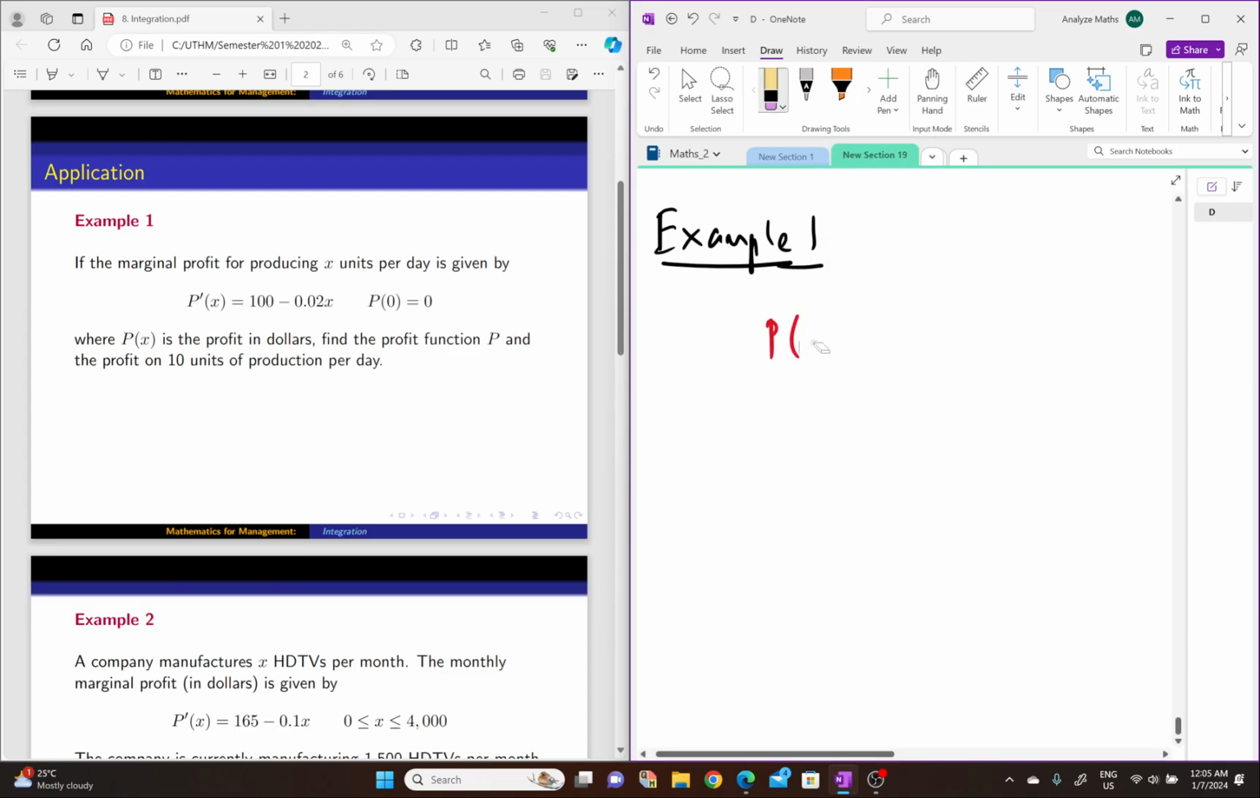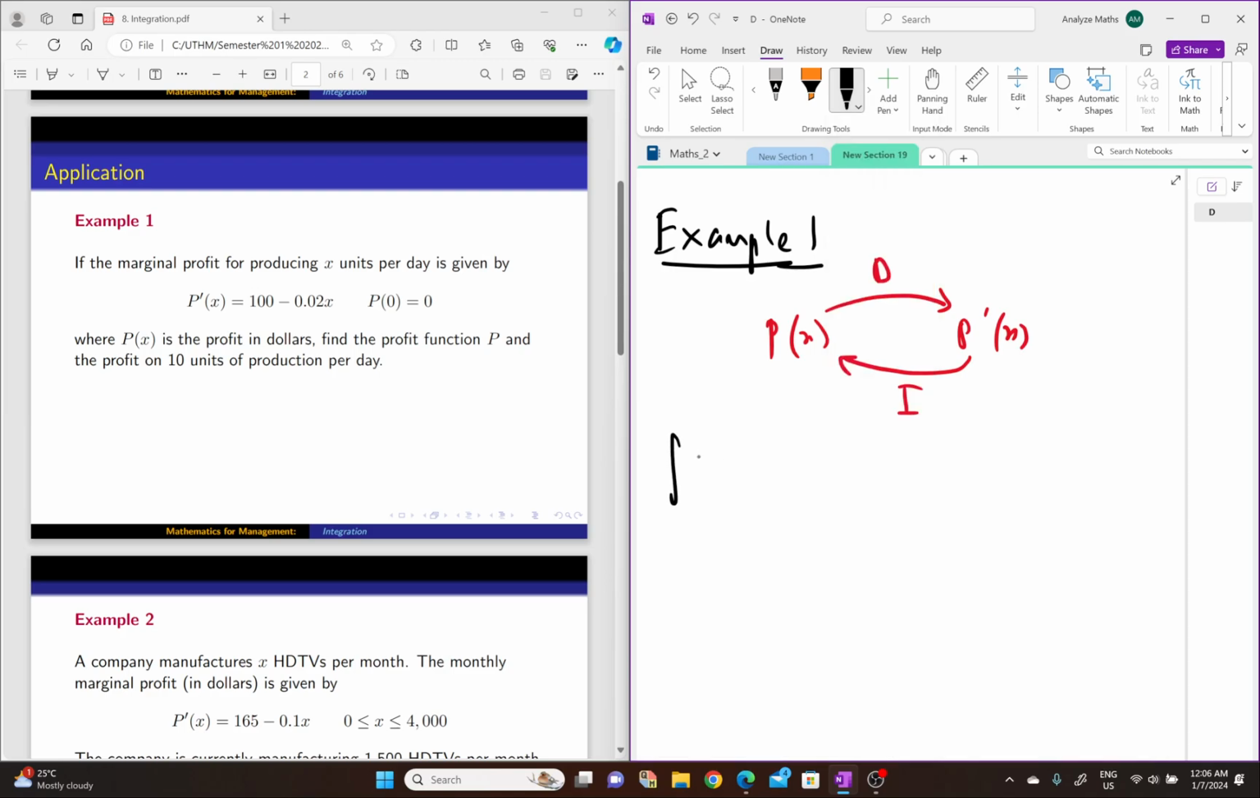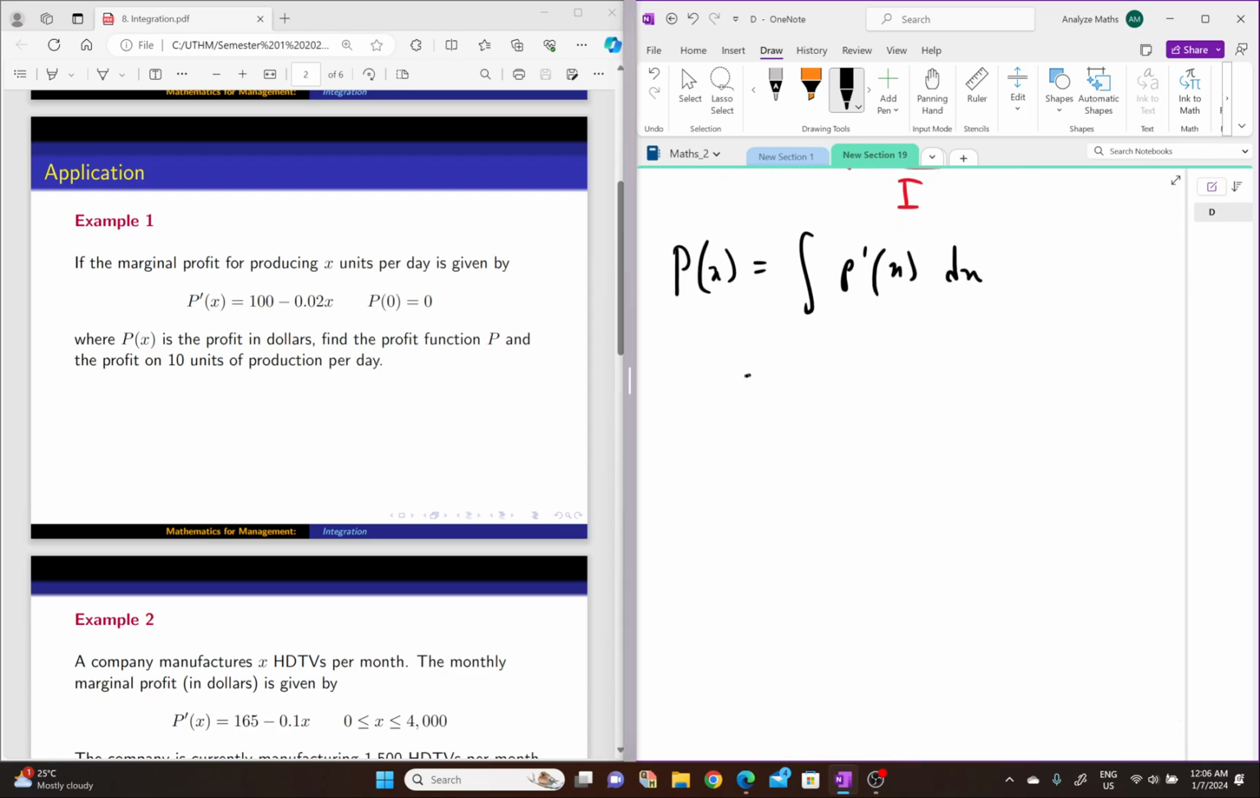If given P, I want marginal, I differentiate. If P prime, I want to get back the P, I integrate. So they have given you the P prime now. If the marginal profit for producing X unit per day is given, find the profit function. This is the profit function actually. Okay, so let us do this. You integrate. We want to find Px, profit function. So we integrate P prime.